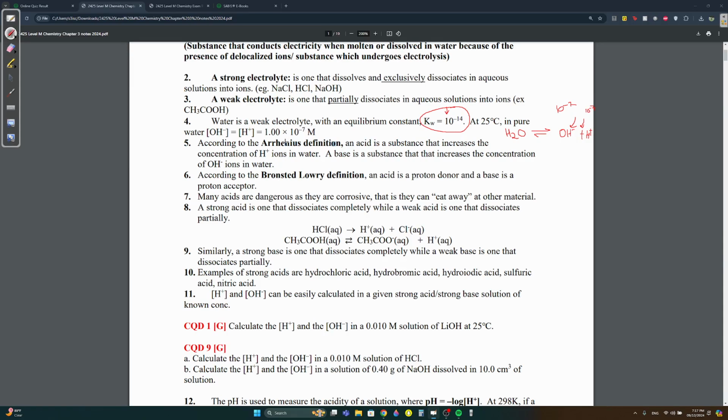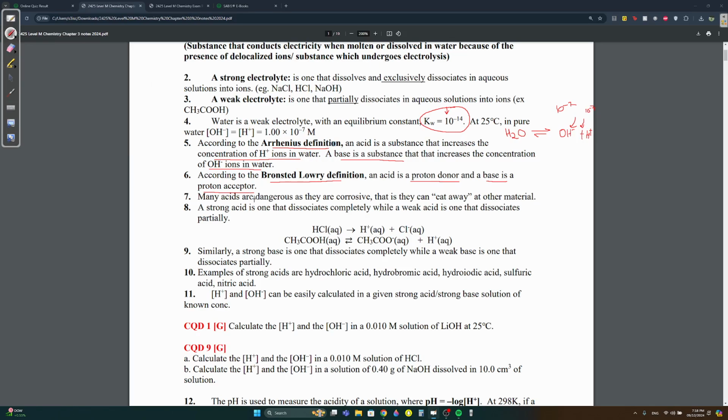According to, there are two definitions. You have the Arrhenius definition, and you have the Bronsted-Lowry definition. Arrhenius basically said an acid is a substance that increases the concentration of H+. Bronsted-Lowry said that an acid is a proton donor. Arrhenius said that a base is a substance that increases the concentration of OH-. Bronsted-Lowry said that a base is a proton acceptor. Now we usually follow Arrhenius, but you need to memorize both of these.